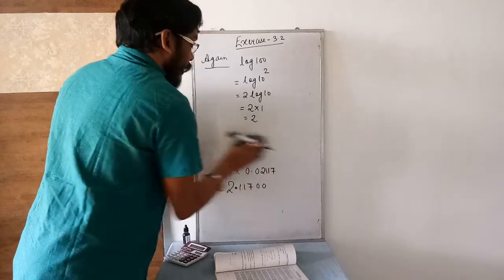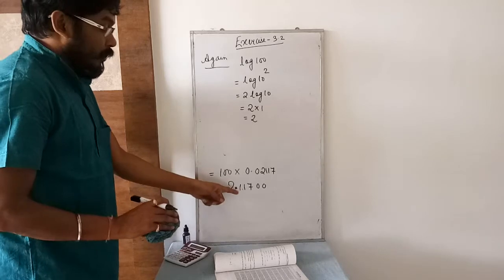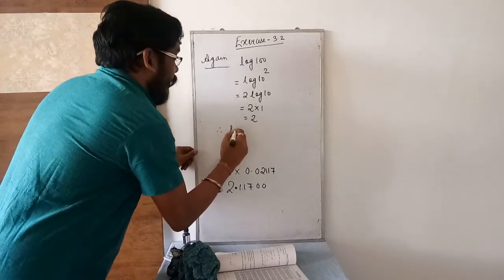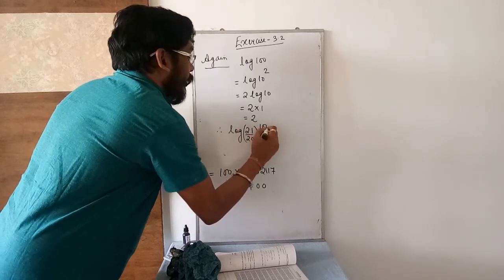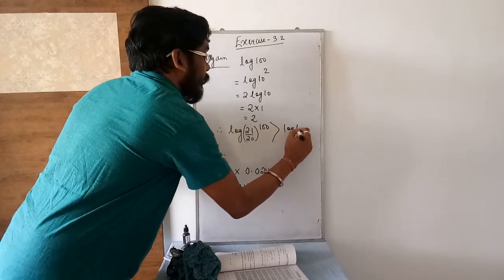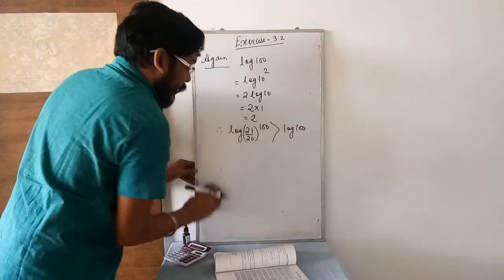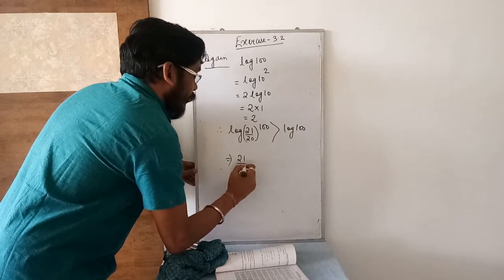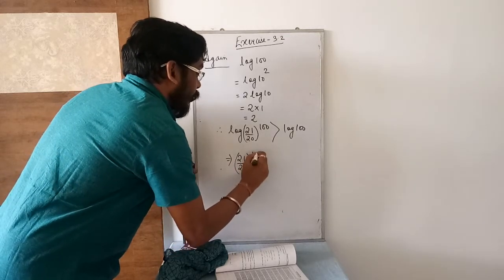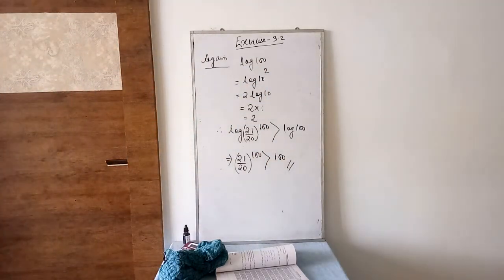Log of (21/20)^100 value is this, and log 100 value is this. So this is the bigger one. You can easily write now log of (21/20)^100 is greater than log 100. Now this implies, on both sides, you can cancel the log. This implies (21/20)^100 is greater than 100. Take the screenshot. This is the final solution of this part.